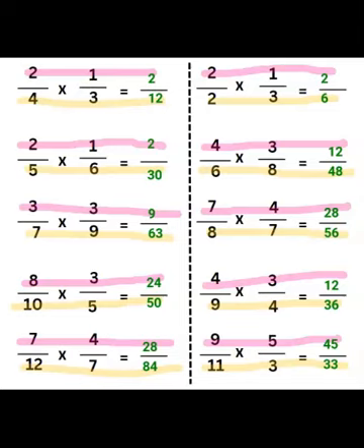The next example says 7/12 times 4/7. If you do 7 times 4 for the numerators, we get 28, and if we do 12 times 7 for the denominators, we get 84. So our final answer is 28/84. The last example says 9/11 times 5/3. On the numerators, 9 times 5 equals 45, and on the denominators, 11 times 3 equals 33. So our final answer is 45/33.